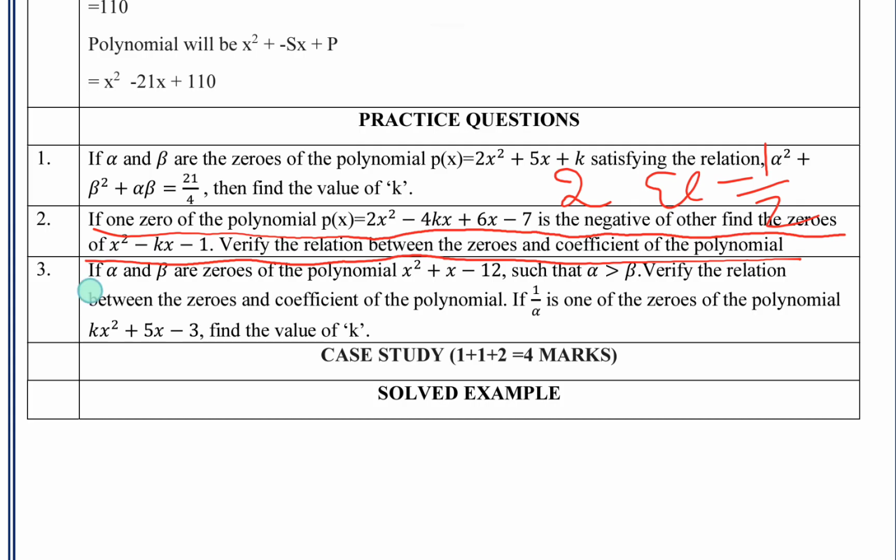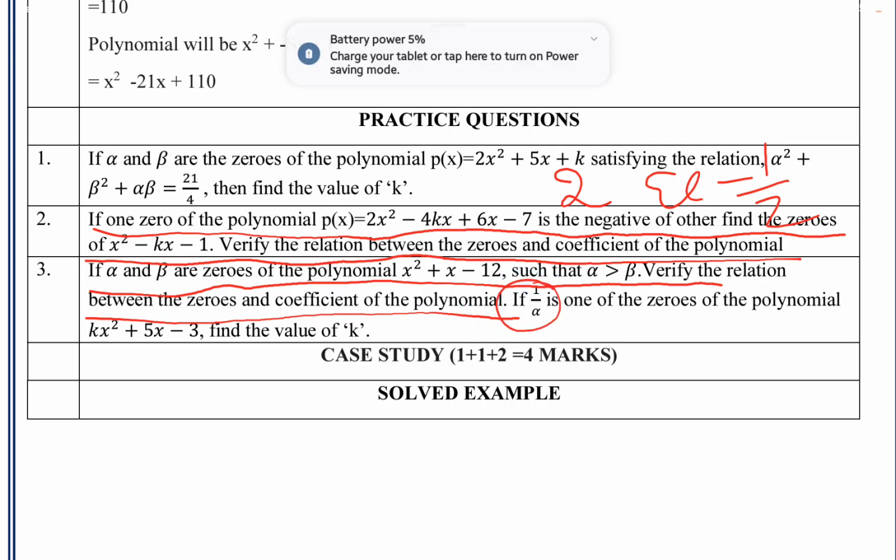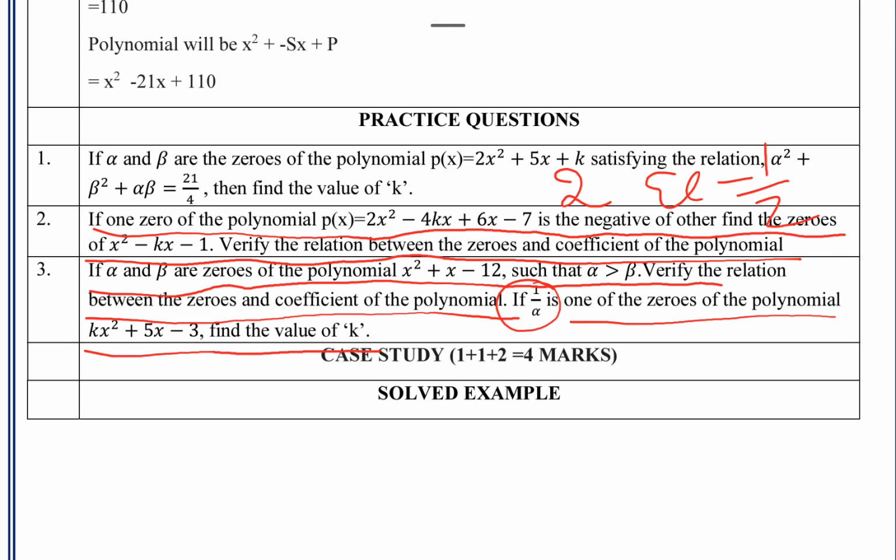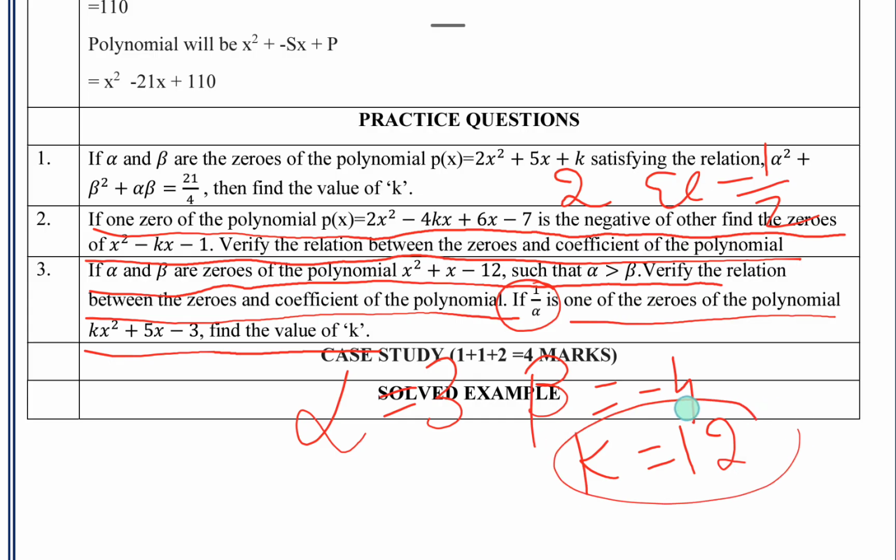Then third one, if alpha and beta are the zeros of the polynomial x square plus x minus 12 such that alpha is greater than beta, verify the relationship between the coefficient of the polynomial. If 1 by alpha is one of the zeros of the polynomial kx square plus 5x minus 3, find the value of k. Here also we can calculate. The answer is, for third one, alpha equals to 3, beta equals to minus 4 and k equals to 12. This is the answer you will get to know here. This is very important. These are all the questions will come under 5 marks question.